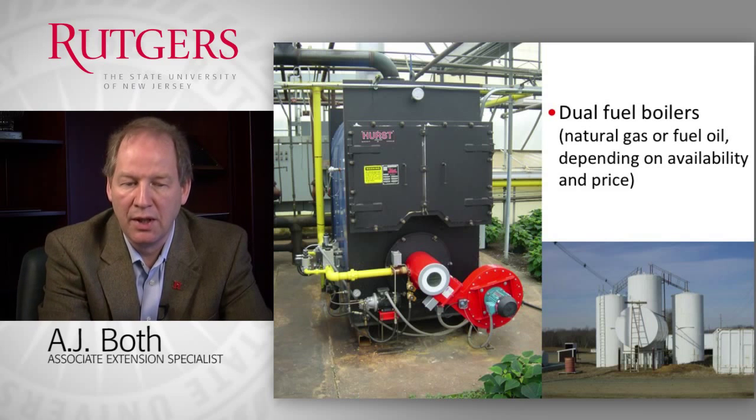Growers have also tried to use multiple fuel sources in the same boiler systems or heating systems, depending on availability and price. And here you see an example of a boiler that is able to combust either natural gas or fuel oil. And this particular grower uses a system like this to try to reduce the overall price, depending on the market price as well as the availability of these two different fuel sources.